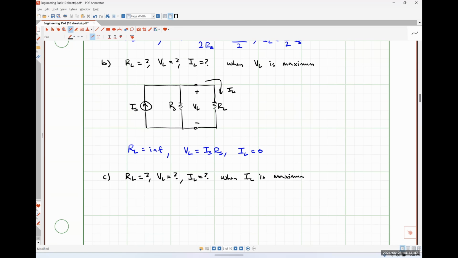If the value of RL is anything larger than 0, then that means that some of the current will flow through the resistance RS, therefore making IL smaller. So great intuition there. So RL has to be 0. VL will be 0 because the voltage drop across the short circuit is always 0. And IL will simply be IS.